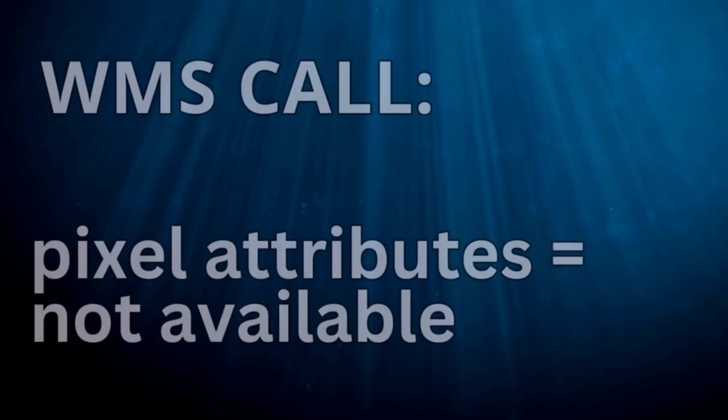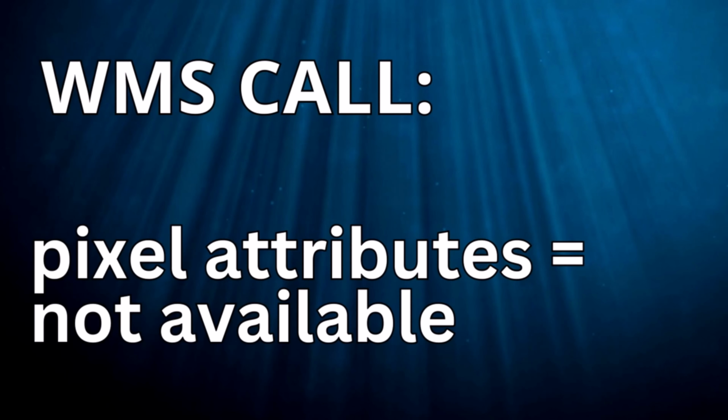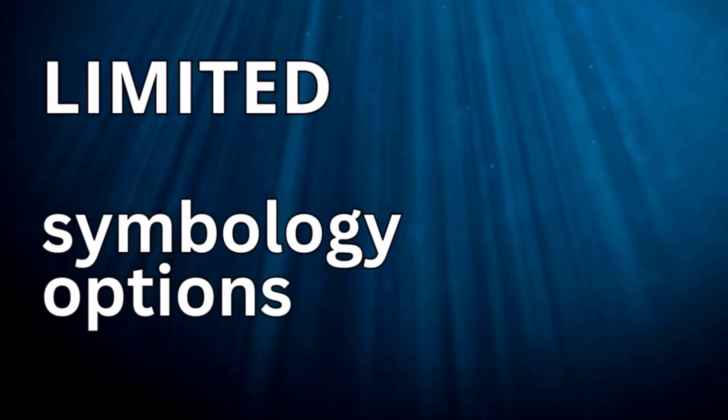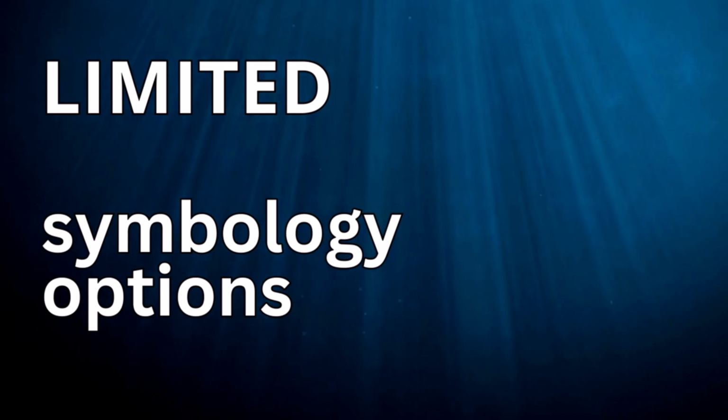Now note that when using a WMS call, pixel attributes are not available. When using a WCS option, a single attribute is returned for each pixel. Symbology modifications are limited in both of these options, so they're primarily used for browsing or displaying or just bringing in a map to some project that you have.